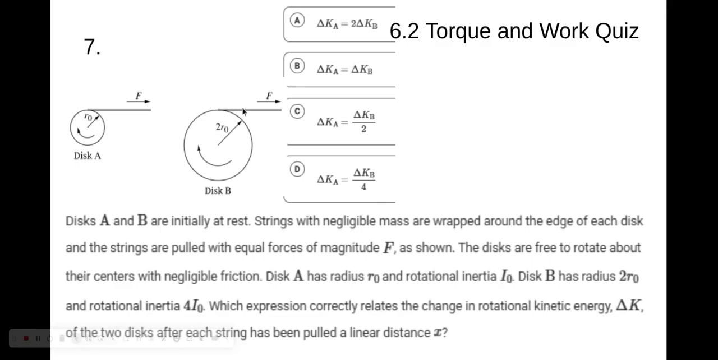We're going to have to figure that out. And we can figure it out from this x value because angular displacement is going to be related to the linear distance that string is pulled. So this is going to require a little bit of derivation. Let me go ahead and pop the answer up here for you.